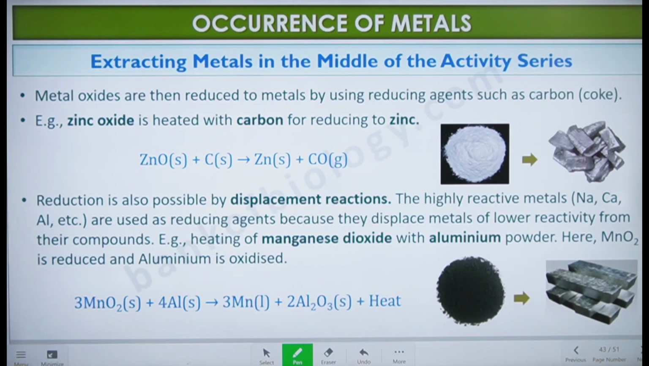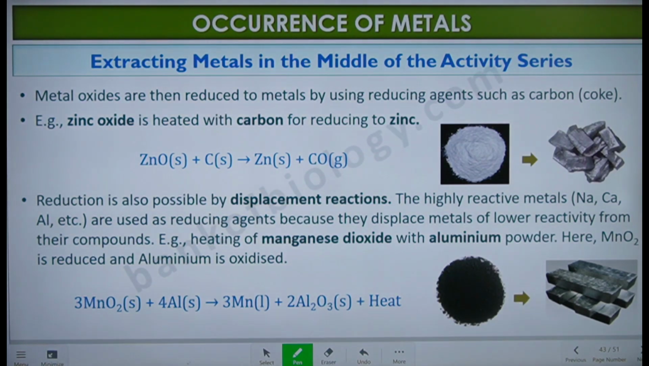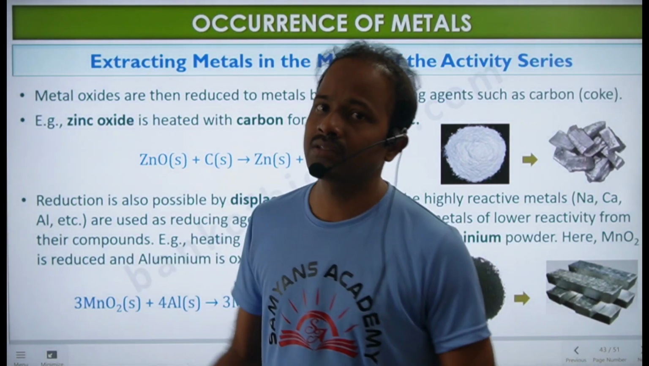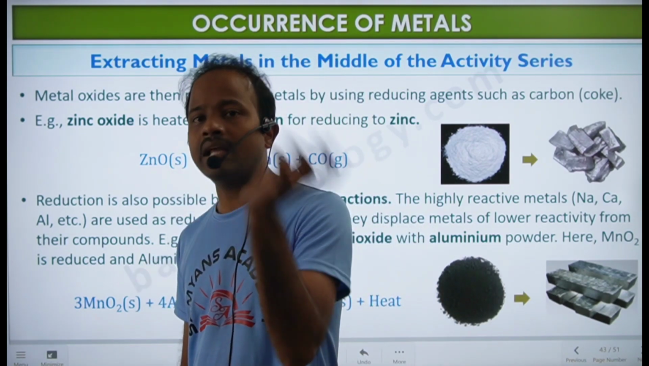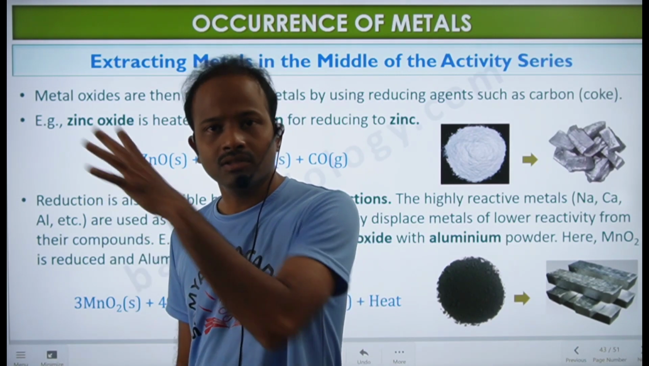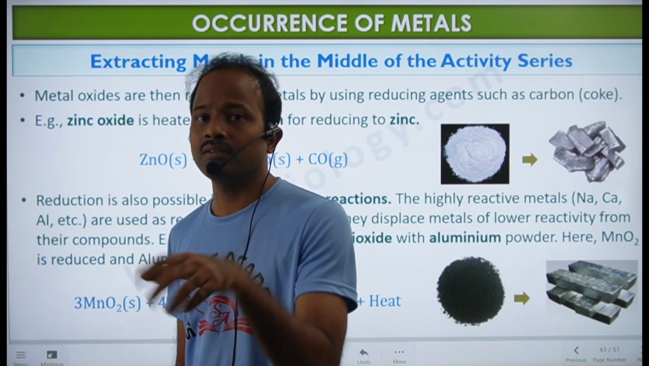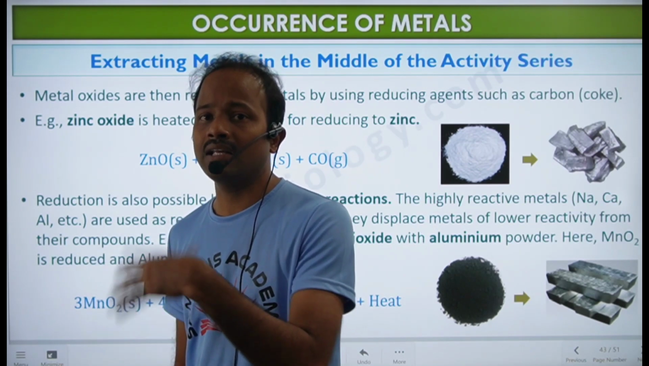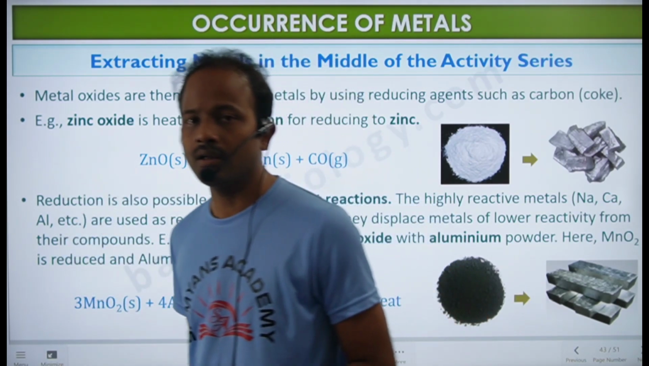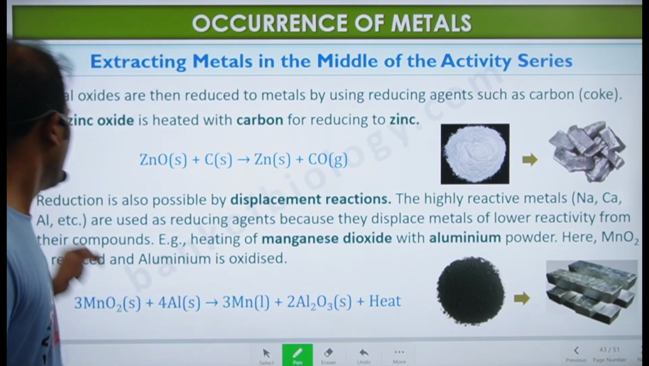Reduction is also possible by displacement reaction. Highly reactive metals are used as reducing agents because they displace metals of low reactivity from their compounds. For example, to remove the oxygen from the metal oxide, you can use highly reactive metals like sodium, potassium, aluminium. They can take the oxygen from the metal oxide. Because of their high reactivity, they react easily with oxygen and can capture the oxygen from the metal oxide. Here one example is there.